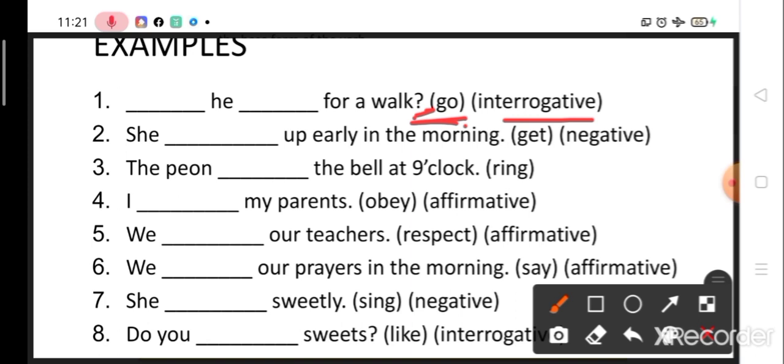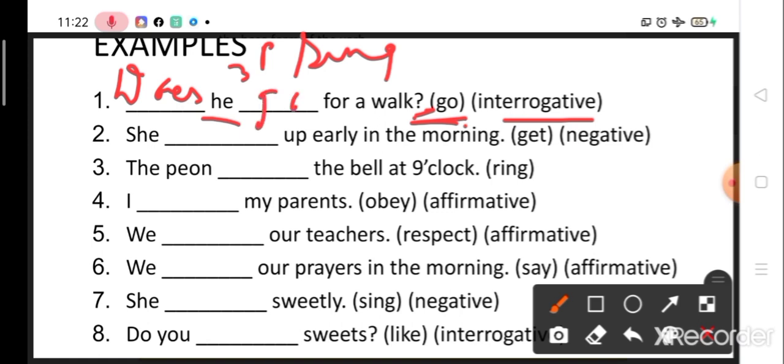he is third person singular, and so we are going to use does with it. This is third person singular, and so we are going to use does. Does he go for a walk?